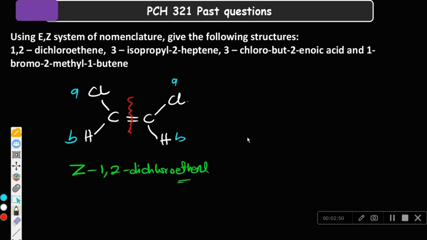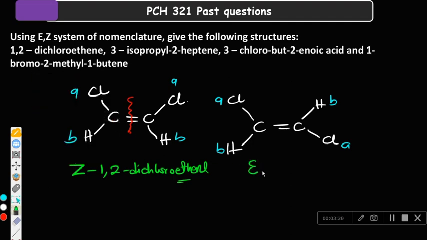Now the next one: you can still draw it like this. They are the same thing. Are you getting it now? But in this case, if you look at it, here A is not here, B is not here; B is here, A is here. So when A and B are on opposite sides, you call it the E configuration. So that is where you now come and name this as E-1,2-dichloroethene.